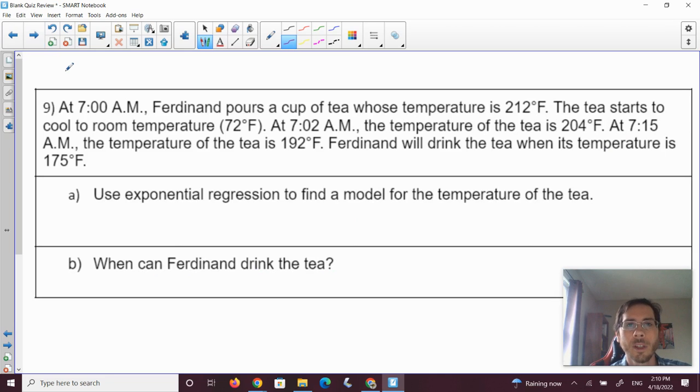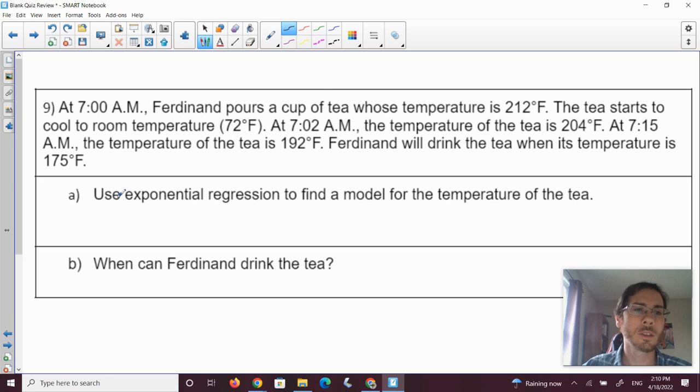Number 9. At 7, Ferdinand pours a cup of tea whose temperature is 212. The tea starts to cool to room temperature, 72 degrees Fahrenheit. At 7:02 a.m., the temperature of the tea is 204 degrees Fahrenheit. At 7:15 a.m., the temperature of the tea is 192 degrees Fahrenheit. Ferdinand will drink the tea when its temperature is 175 degrees Fahrenheit. Use exponential regression to find a model for the temperature of the tea.